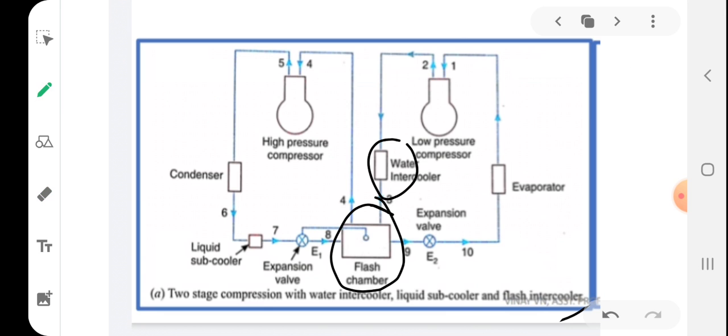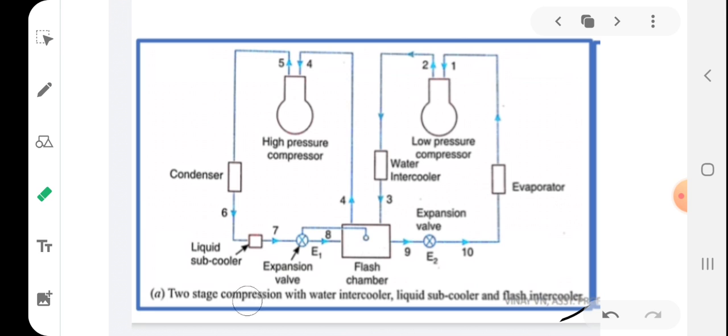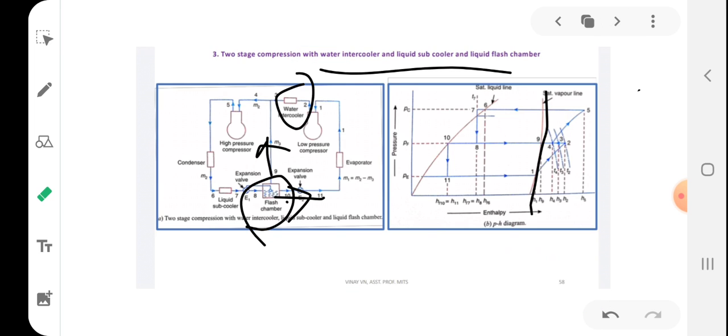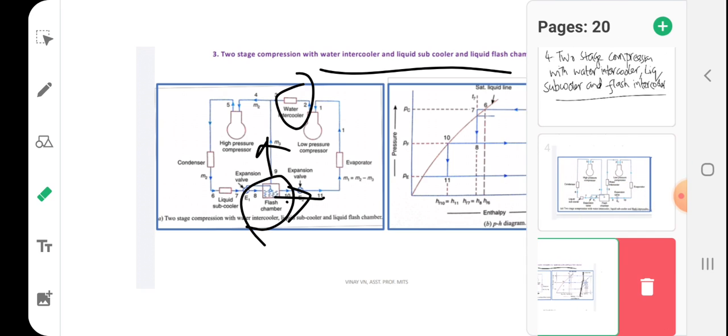I will explain to you the working of this particular type: two-stage compression with the water intercooler, liquid subcooler. So hope you have understood the difference between two-stage compression with the water intercooler, liquid subcooler, and liquid flash chamber, with two-stage compression with the water intercooler, liquid subcooler, and flash intercooler. Okay, so let me delete this particular.